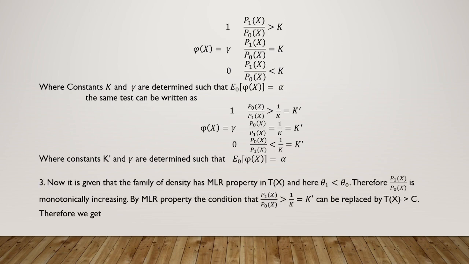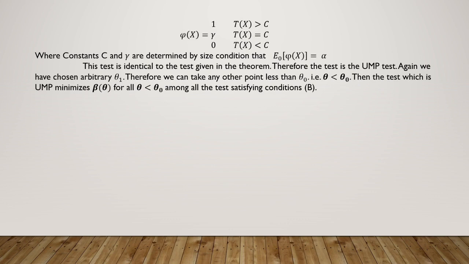Now it is given that the family of densities has the MLR property in T(x), and here θ₁ is less than θ₀. Therefore, p₁(x)/p₀(x) is monotonically increasing, but by the MLR property, the condition that p₁(x)/p₀(x) > 1/k can be replaced by T(x) > c. Therefore, we get φ(x) equal to 1, γ and 0. So this test is identical to the test given in the theorem. Therefore, the test is the uniformly most powerful test.